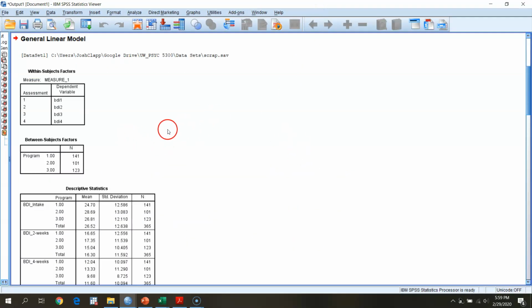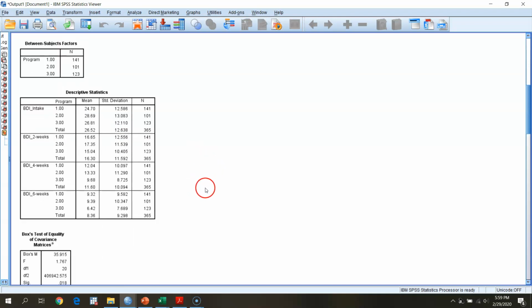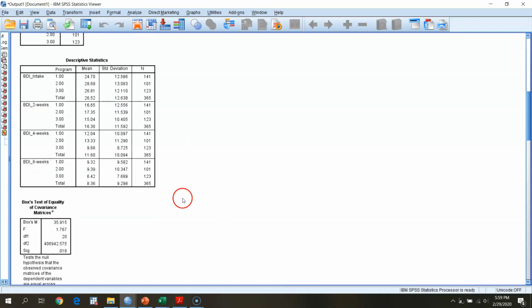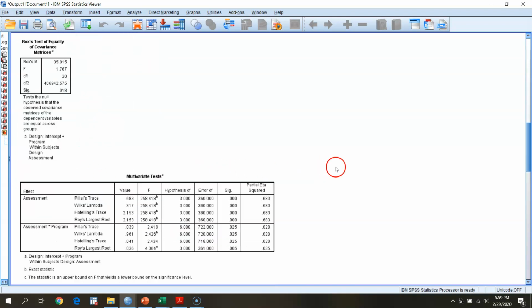All right. So if we're looking at output here, I've got my measures, BDI 1, 2, 3, and 4. This is going to be baseline, 2 weeks, 4 weeks, and 6 weeks. We've got 141 people in program 1, 101 people in program 2, 123 in program 3. These are descriptive statistics. We'll come back to these in a moment. But this is just looking at, for each group across each assessment, means, and then overall means at each time point. Box's test, we can ignore that.